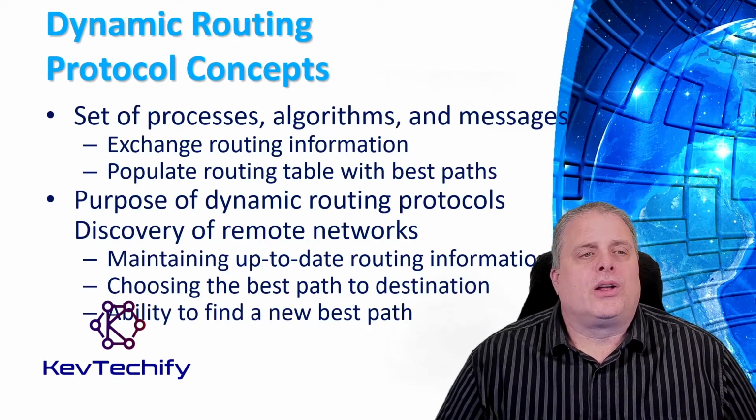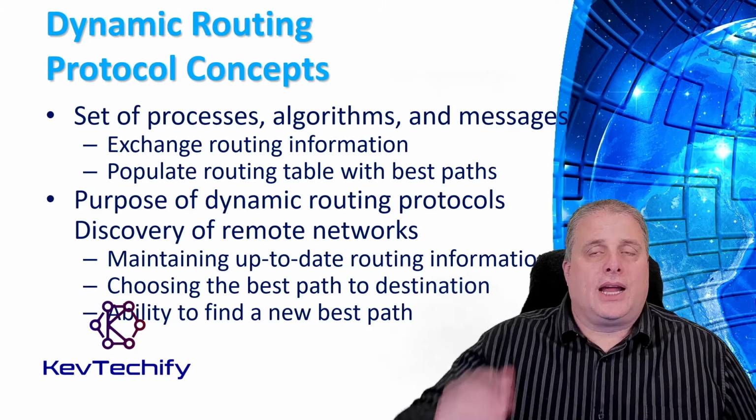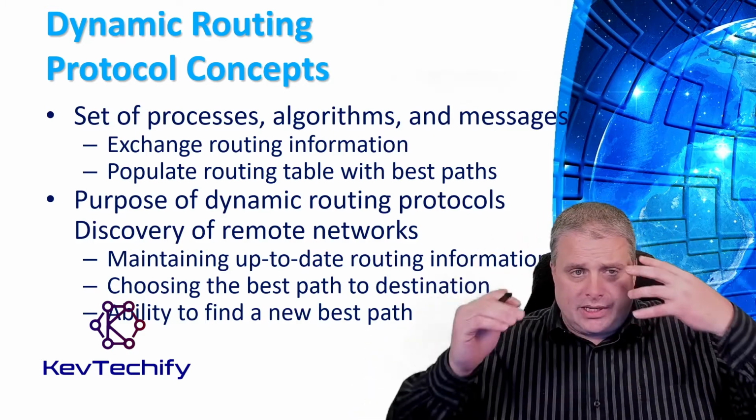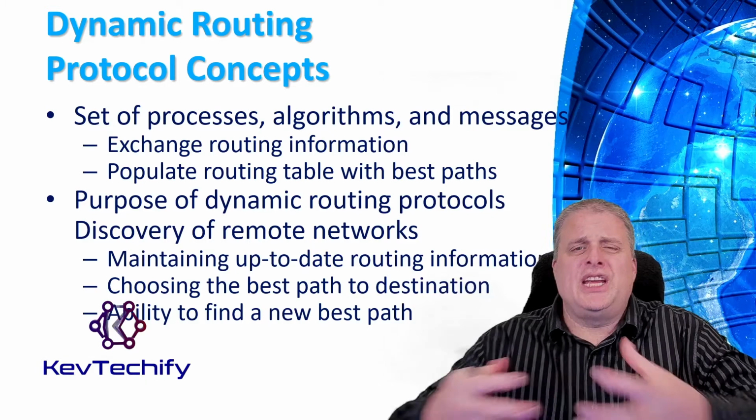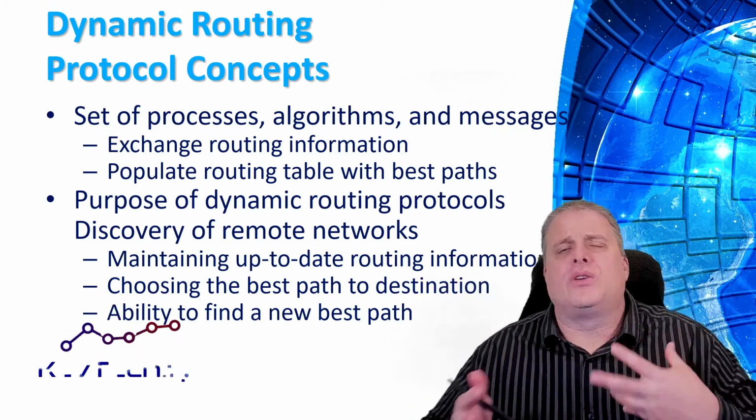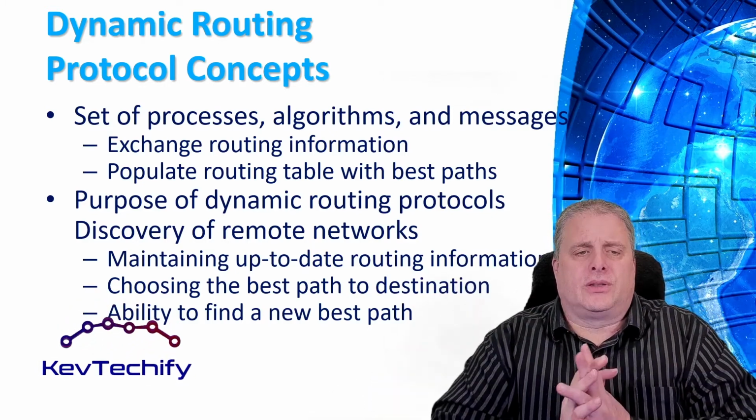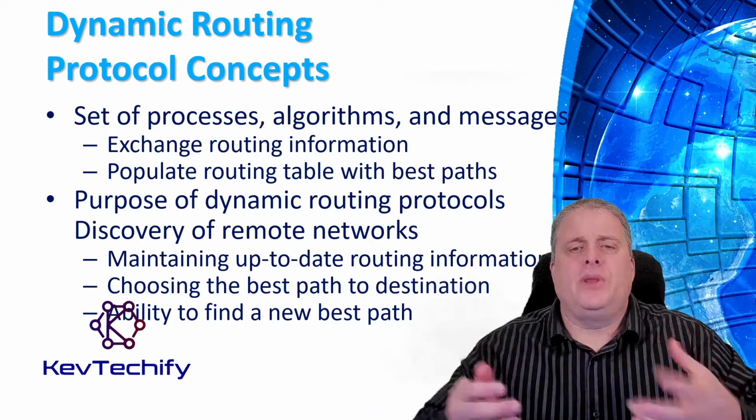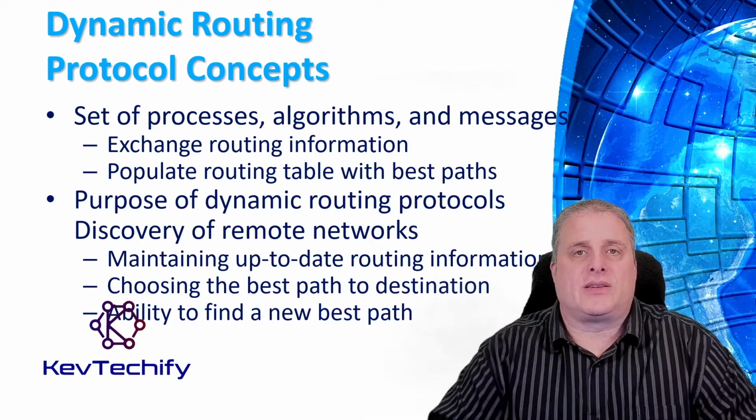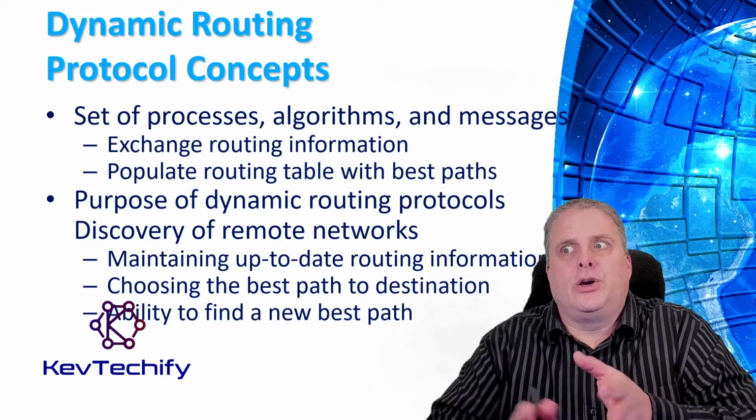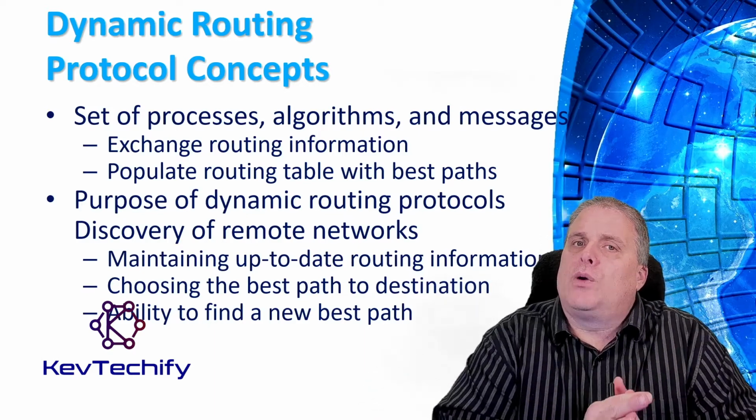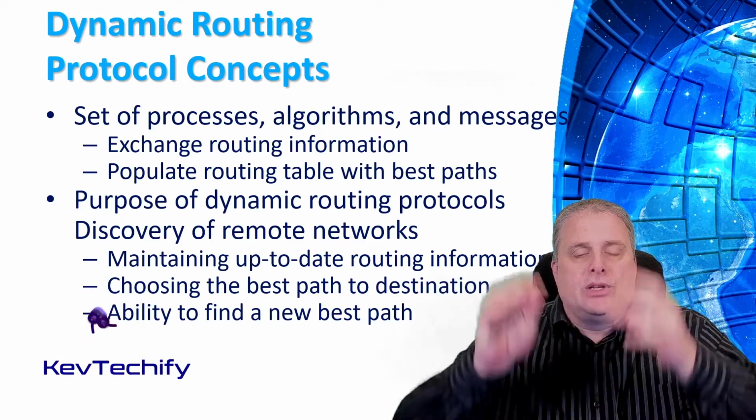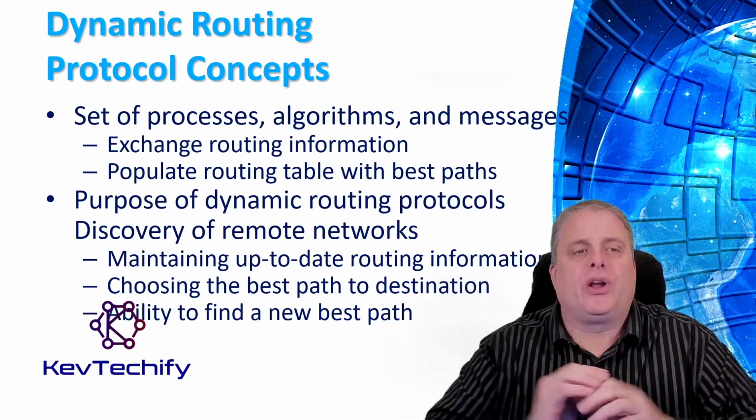Dynamic routing protocol concepts. Now, a dynamic routing protocol uses a set of different processes, algorithms, and messages. It exchanges routing information with other routers about how everything is built, how everything is connected, how everything is doing. And then it populates a routing table with best paths. Once again, we say best paths because it could have multiple paths to a destination network. We're going to choose the best one to put in our routing table. And so these routers exchange that information, build our routing table.